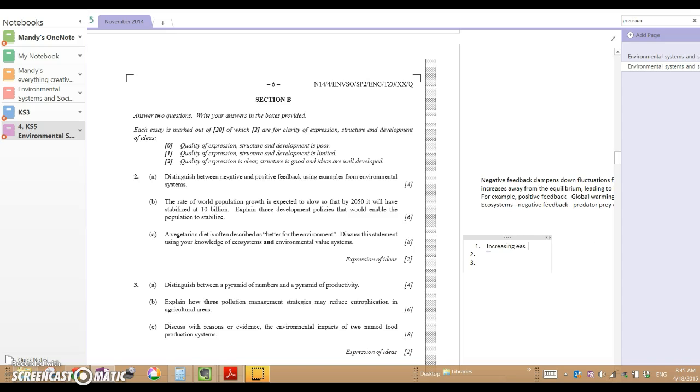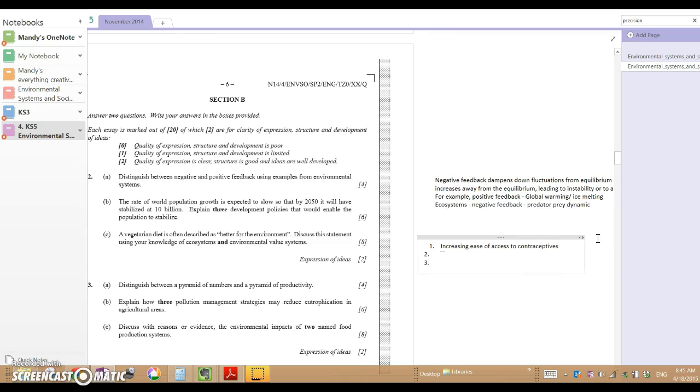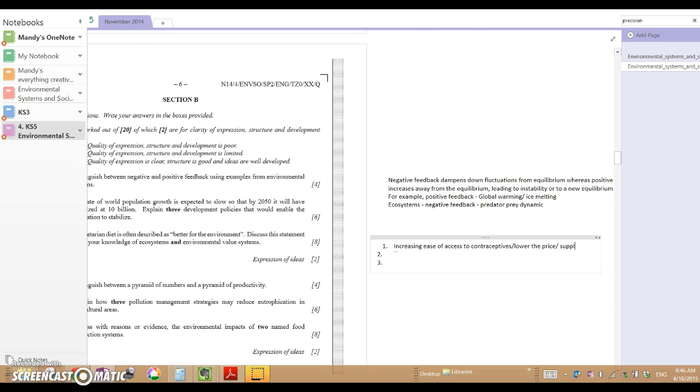increasing ease of access to contraceptives. And you could develop on that by talking about perhaps programs that promote contraceptives. For example, the Michai program, which made them pretty acceptable. It's easy to buy condoms at the counter in Tops, anywhere. You don't have to go to a special shop. You don't have to ask for them. The embarrassment's removed. So this all adds to the ease of contraception. Another policy could be to lower the price or even supply them for free.